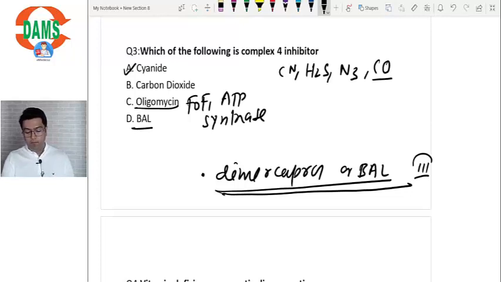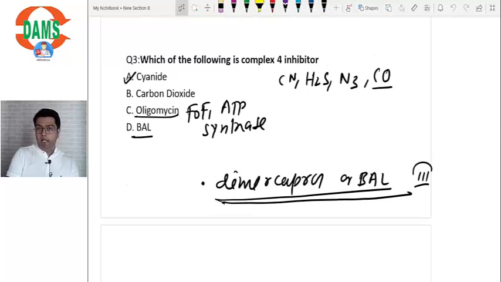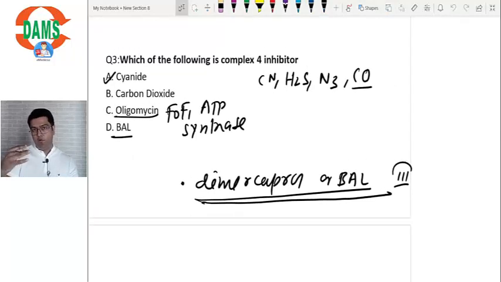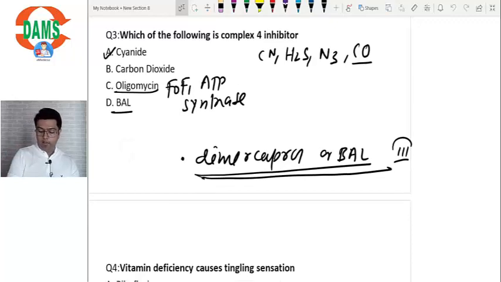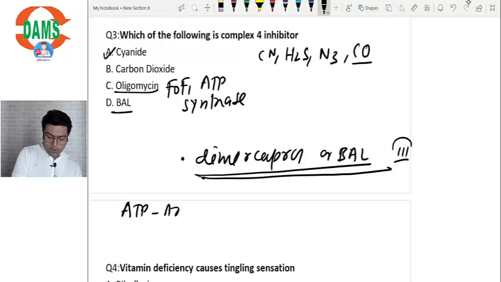So remember all the complexes: complex 1 rotenone, complex 2 malonate and carboxin, complex 3 antimycin and BAL, and complex 4 cyanide, H2S, azide and carbon monoxide. For ATP synthase, oligomycin; the O is derived from oligomycin, F0F1 ATP synthase. And one more thing, the inhibitor of the ATP-ADP translocase, which transports ATP out of the mitochondria, is called atractyloside.